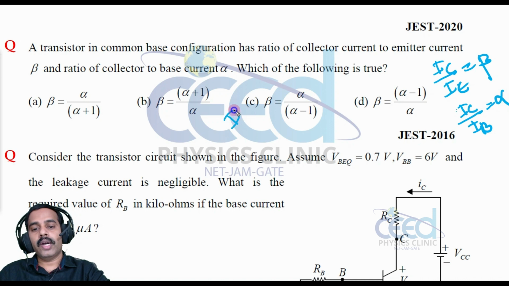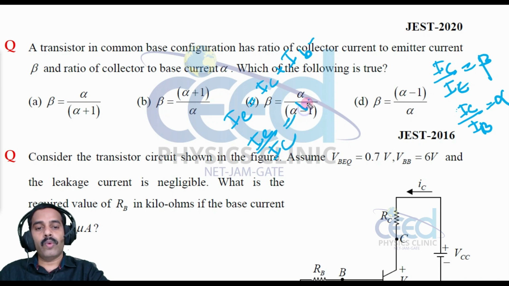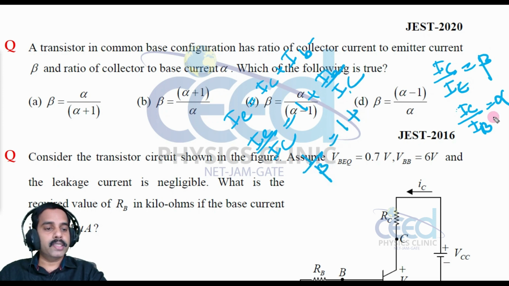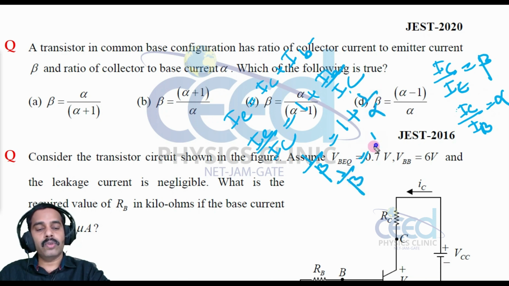We already know IE is equal to IC plus IB, right? Let us divide this by IC. So IE by IC is equal to 1 plus IB divided by IC. Now IE by IC is 1 by beta, and IB by IC is the reciprocal of this, that is 1 by alpha. So 1 by beta is equal to alpha plus 1 divided by alpha. So beta is equal to alpha divided by alpha plus 1.